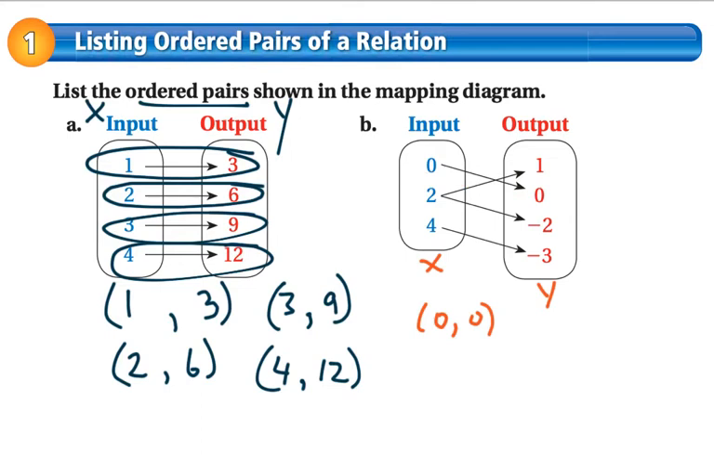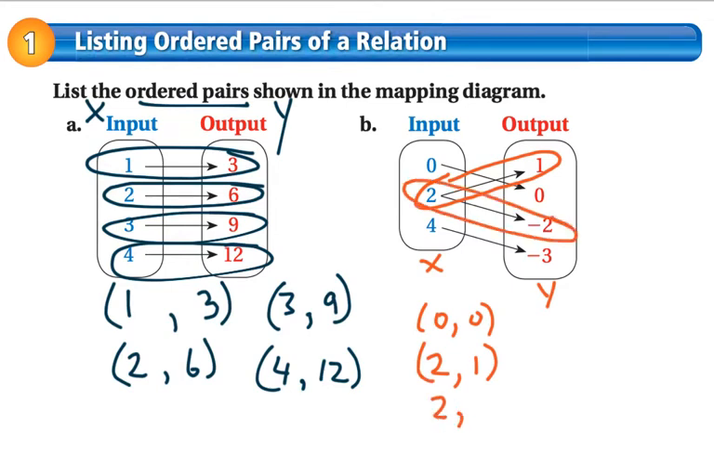Now the next one, you see that the number 2 connects to actually two different numbers, so we're just going to take them one at a time. We do have the ordered pair 2, 1, but we also would have the ordered pair 2, -2. Now, in general, just creating the ordered pairs, that hopefully doesn't seem overly complicated, but this specific situation is going to result in something else later on.